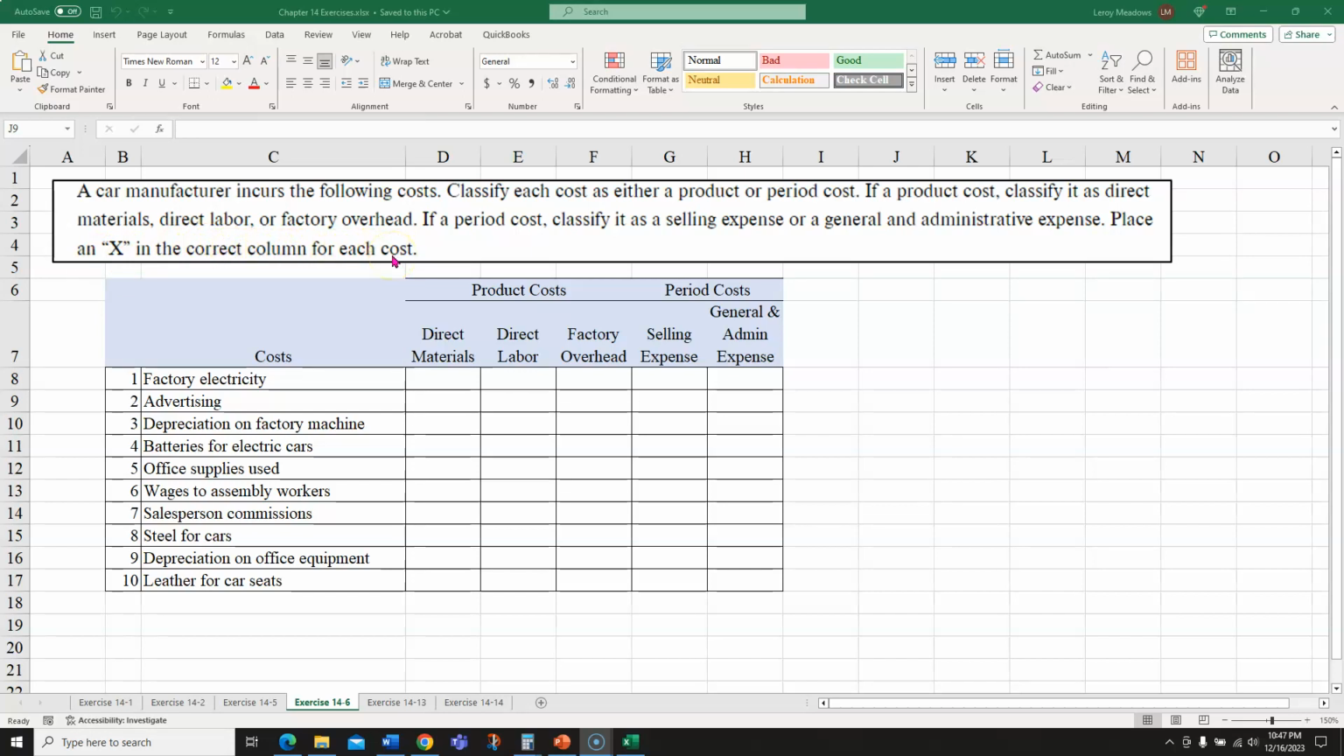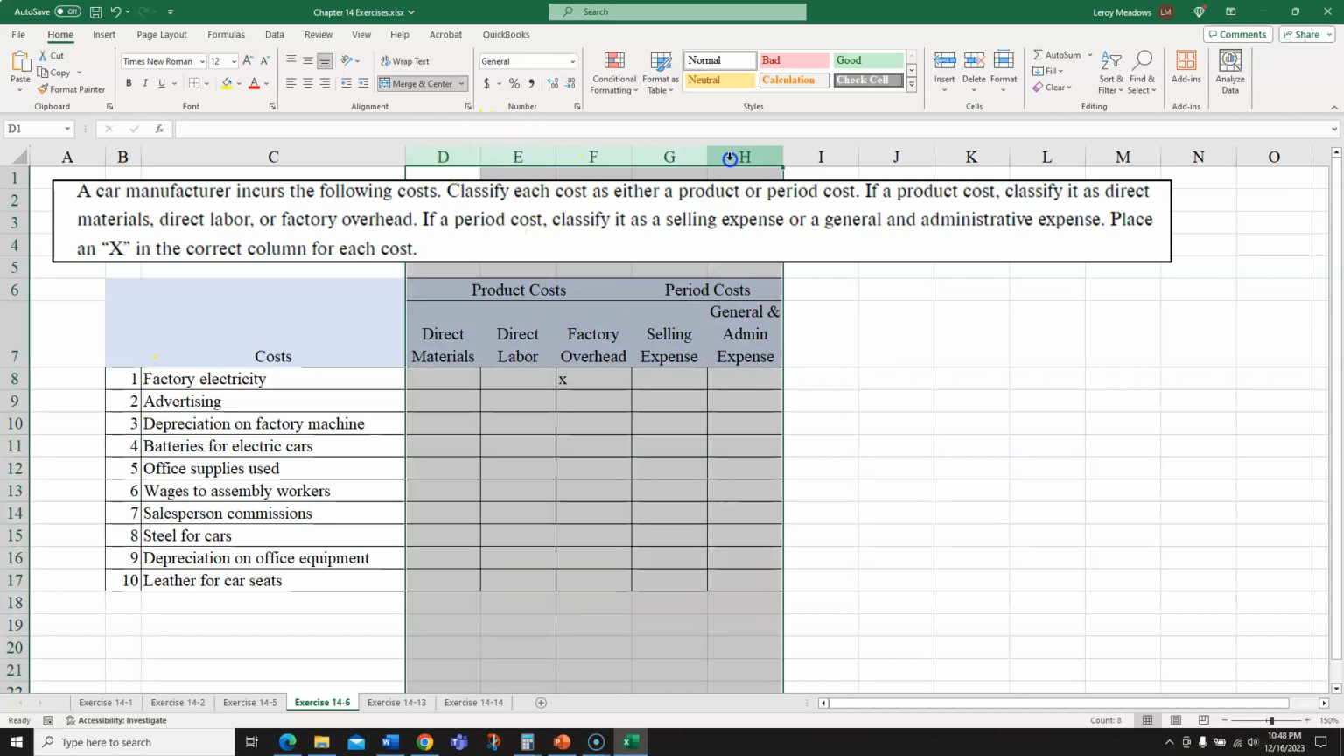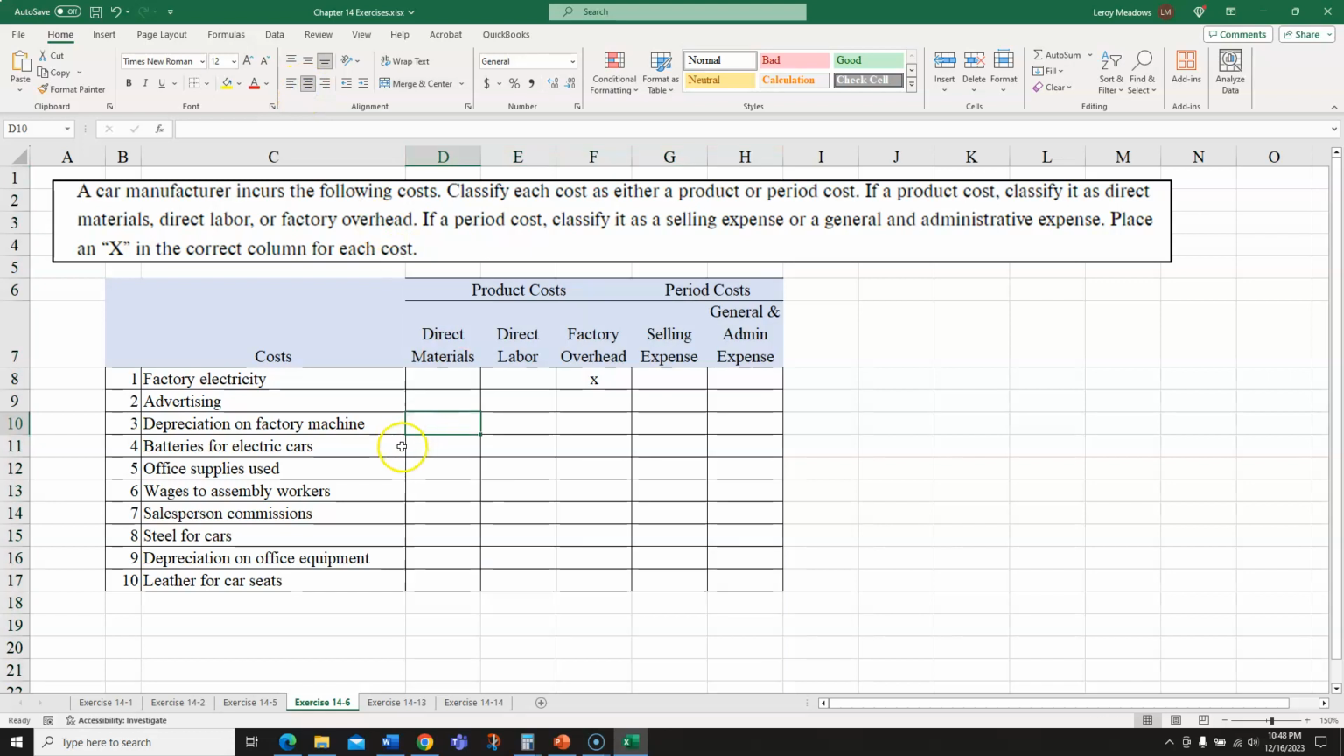So let's take a look at the first one, factory electricity. Is that direct materials or labor costs? No, but it is factory overhead. Why is it factory overhead? Because it tells us specifically that it is electricity for the factory.